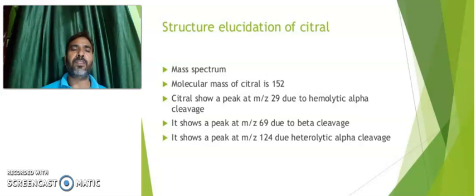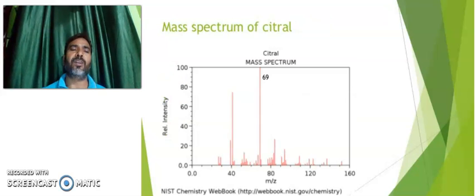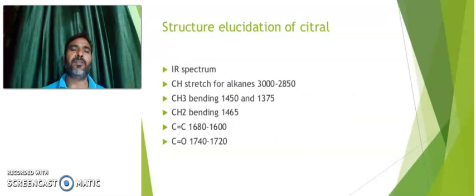Now you can see the mass spectrometer. You know the molecular mass of Citral is 152. Citral shows a peak at m/z 29 due to homolytic alpha cleavage. It shows a peak at m/z 69 due to beta cleavage. It shows a peak at m/z 124 due to heterolytic alpha cleavage. You can see each peak.